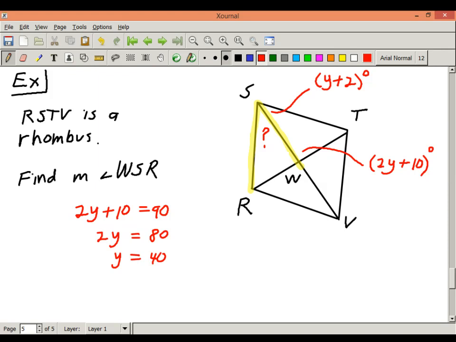Okay, so what we'll do next, we'll find this angle I marked up here, y plus 2. So the measure of angle TSW is just the 40 plus the 2, that's 42 degrees. And we know that these two angles, the one I had marked yellow, plus the one I just found, those are congruent because remember that each diagonal of a rhombus bisects 2 angles of the rhombus. So both of these angles would be 42 degrees.